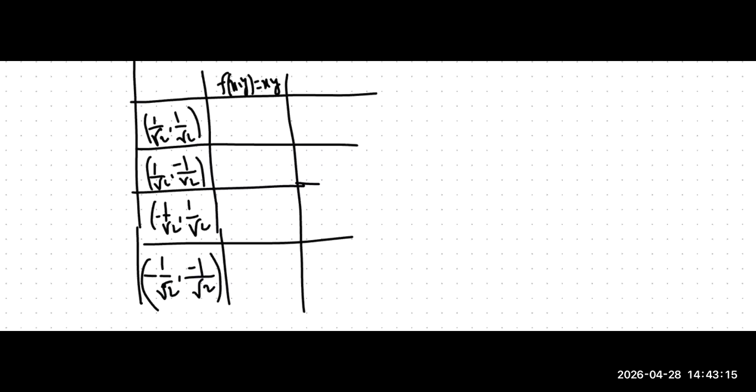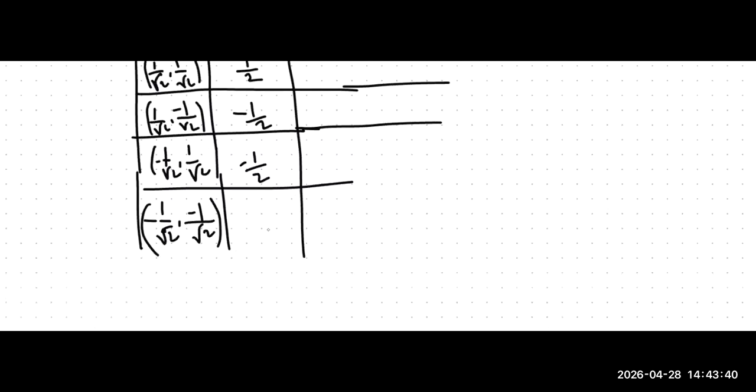So our function is basically the product of the x value and the y value. In this case, the x value is 1 over root 2, and y is 1 over root 2. So 1 over root 2 times 1 over root 2 is half. And 1 divided by root 2 times minus 1 divided by root 2 is minus half. Minus 1 over root 2 times 1 over root 2 is again minus half. And minus 1 over root 2 times minus 1 over root 2 is half.